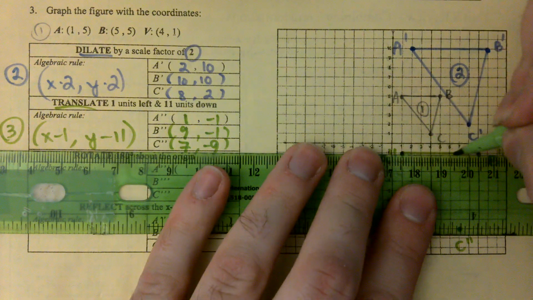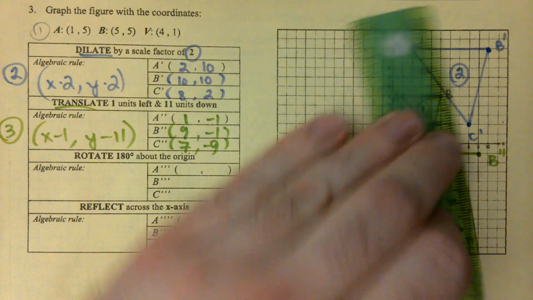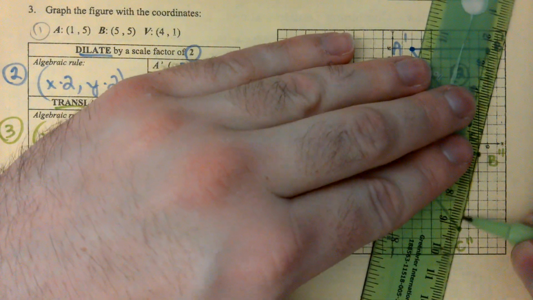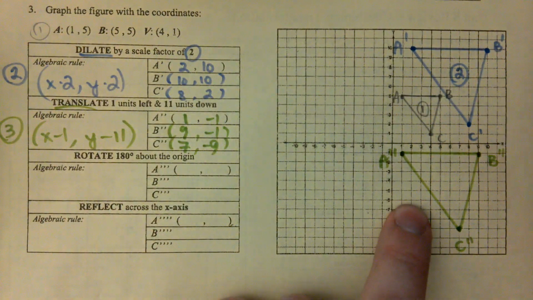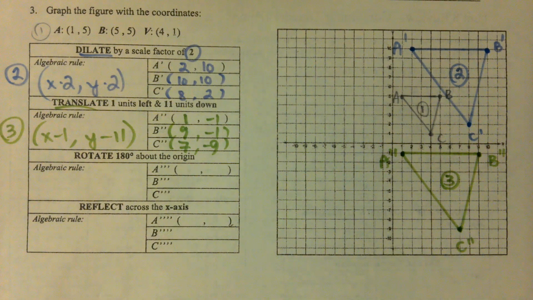Remember, with a translation, we're just sliding this figure along our graph. So it should look like it's in the same exact orientation as our previous triangle, but it's in a different position, right? It's located in a different spot, but it looks exactly the same as our purple triangle.